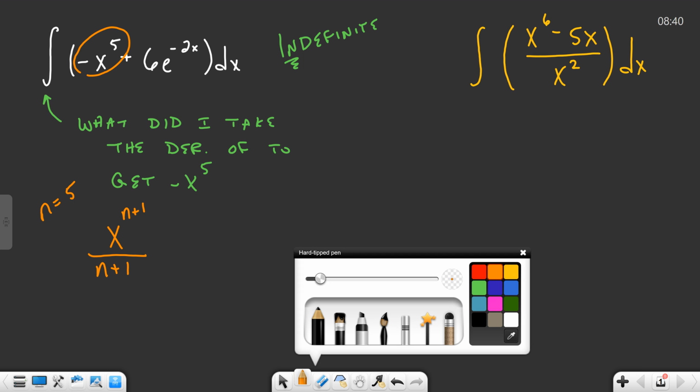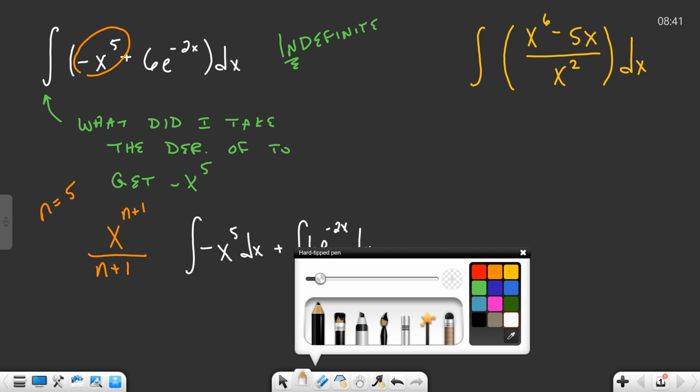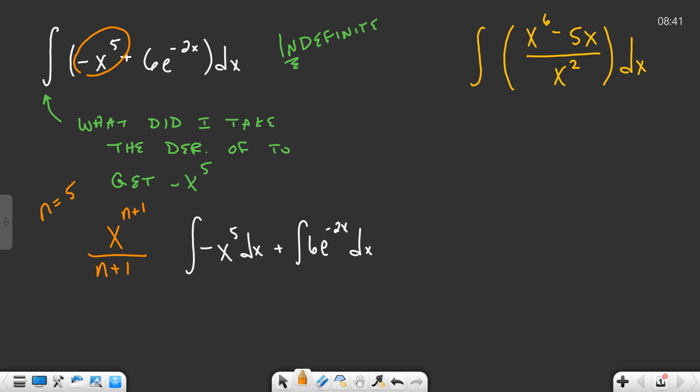So to find this antiderivative, we take our original problem and break it up into the antiderivative of negative x to the fifth dx. We'll explain the importance of dx a little bit later. Plus the antiderivative of 6e to the negative 2x dx. As we said, n is equal to 5, so we add 1 to that: x to the 5 plus 1 over 5 plus 1. Don't forget to keep up with the negative here.